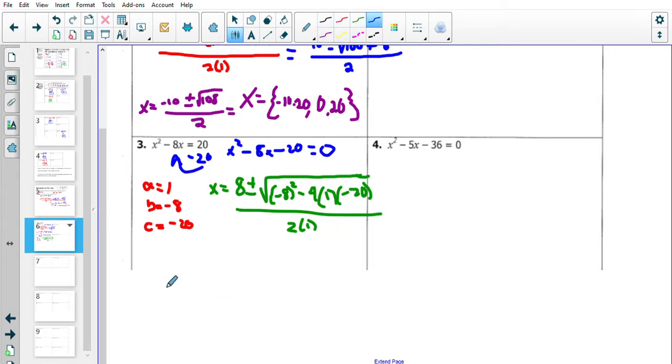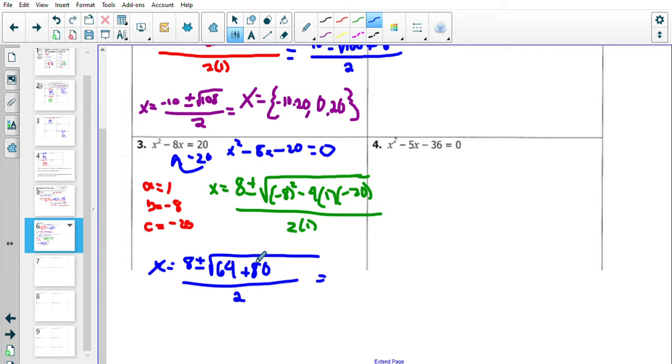All right, so let's reduce. So we get 8 plus or minus the square root. Negative 8 squared is positive 64. Negative 4 times 1 times negative 20 is positive 80. And we're dividing it all by 2.